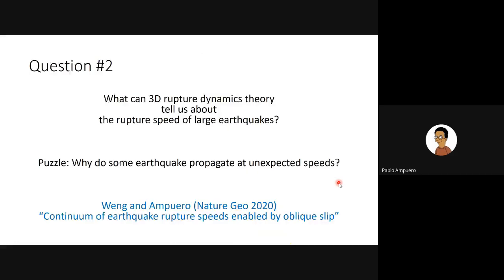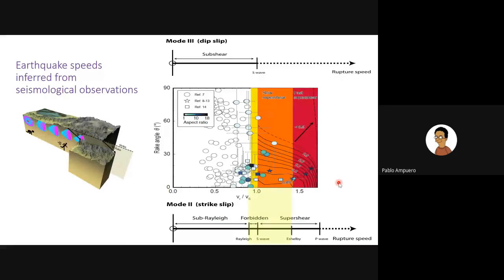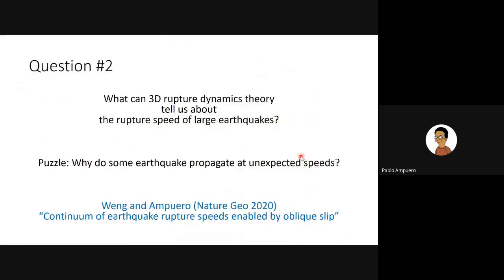It does occur, and it's a puzzle because it contradicts the 2D theory, which was the prevailing theory at the time, a couple of years ago. So question number 2 here is, what can 3D rupture dynamics theory tell us about the rupture speed of large earthquakes? I'm just trying to address the puzzle of why some earthquakes propagate at unexpected speeds. This part of the presentation is based on another paper with Hui Wang, published in Nature Geoscience last year, Continuum of Earthquake Rupture Speeds Enabled by Oblique Slip.